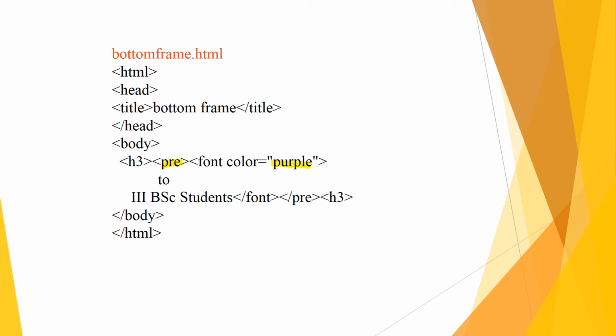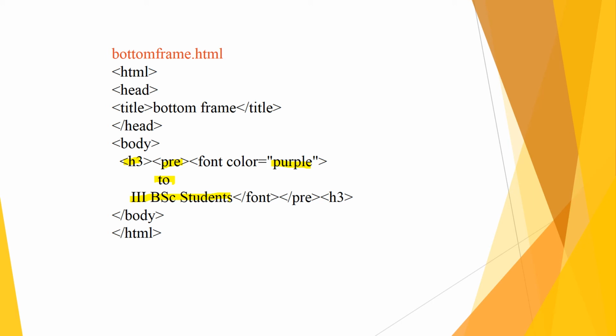H3 heading tag, and this is the content I want to display to third BSc students. And the color of the font is purple. What is the title of this HTML document? Bottom frame. I have created three HTML documents. First one is top frame.html, second one is main frame.html, third one is bottom frame.html.